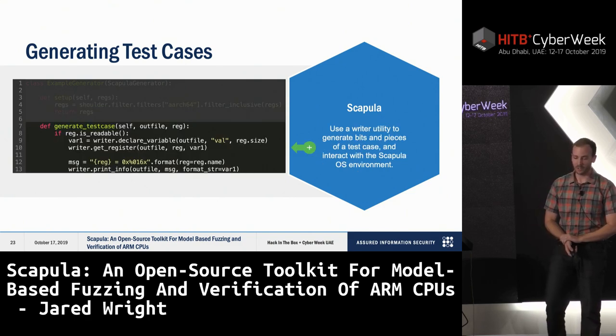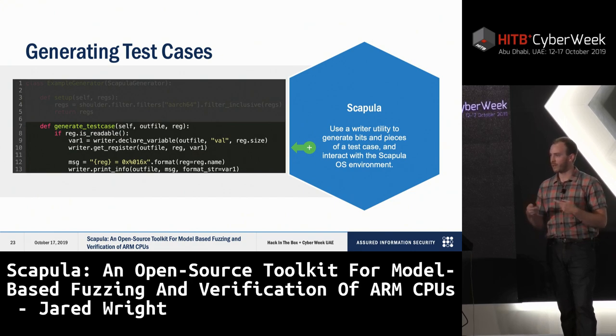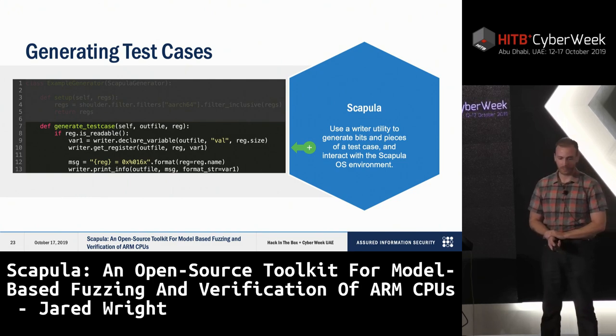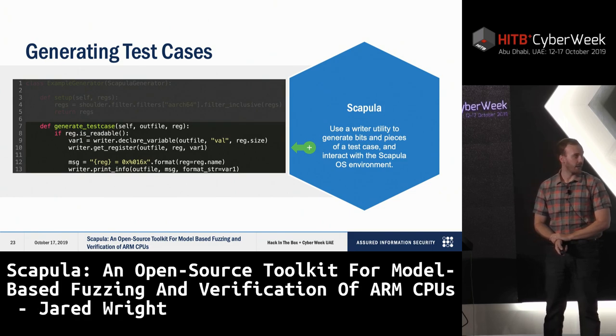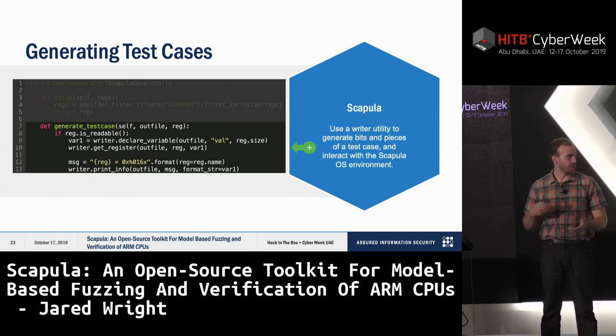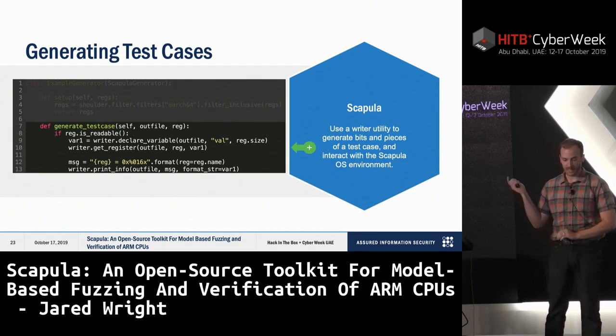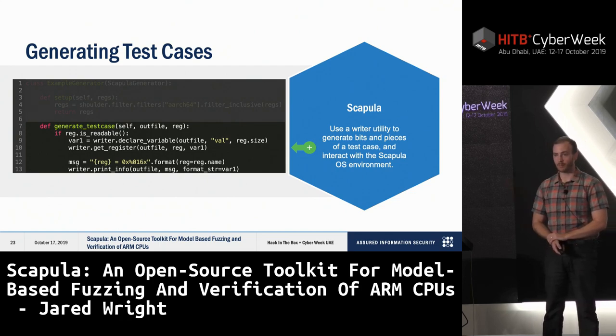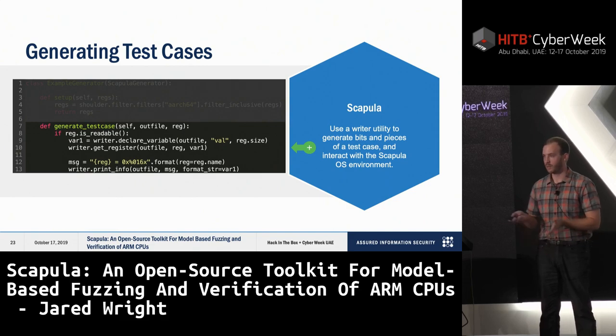The last part that you'll do, Scapula comes with a little writer utility that helps you write bits and pieces of C code that will eventually constitute a test case. So if you look at this line by line, line 8, you can check if a register is writable or readable. And then you can do things like declare variables on line 9. This will put a C variable in your program. And then you can do things like read and write the register, line 10 up here. And you can also print information that you're interested in out to a serial port.